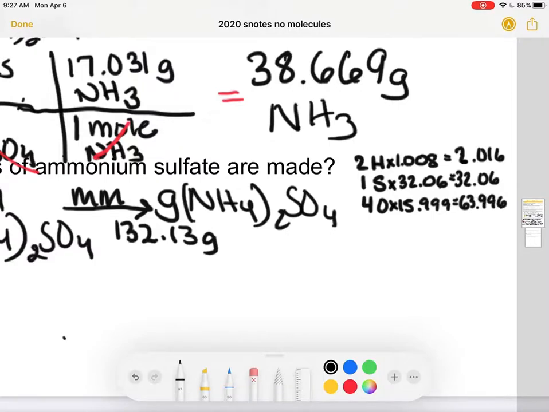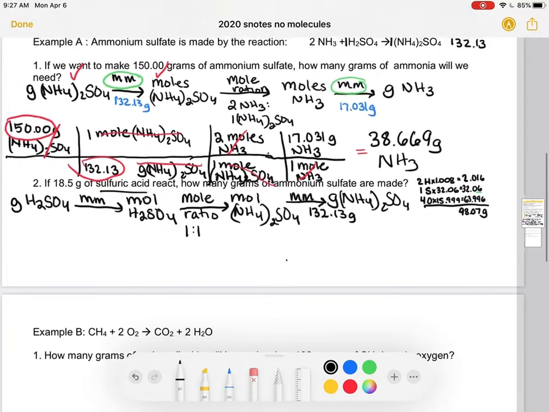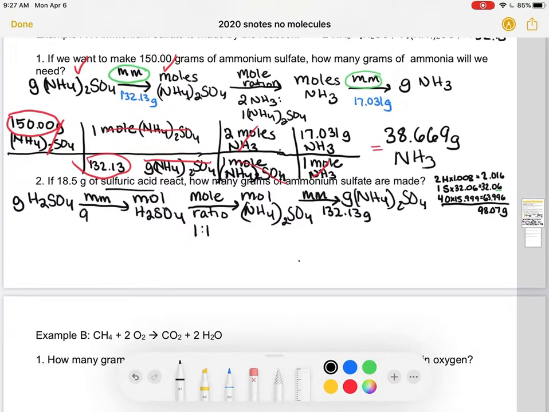We're going to come into that situation again where we have to round to the hundredths place because of our sulfur. So when we add this up and round it to the hundredths place, it becomes 98.07 grams. So that's my molar mass of sulfuric acid. I'm going to write that here, 98.07 grams.